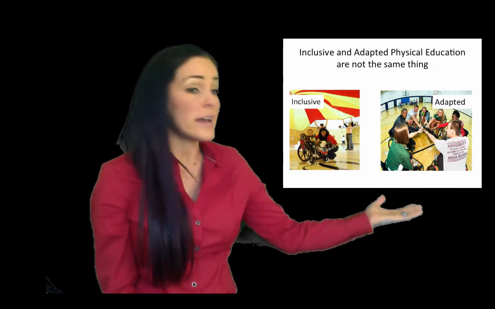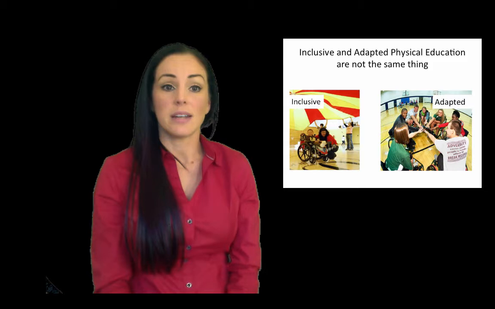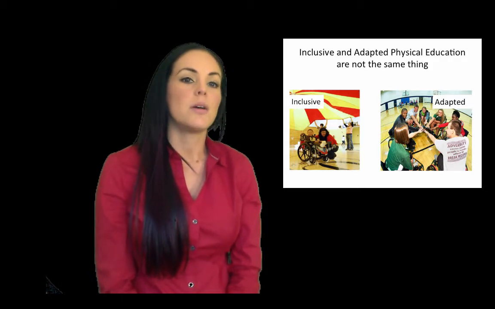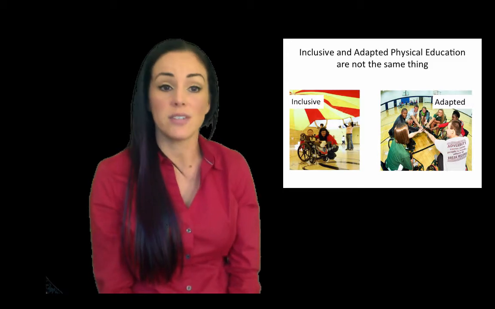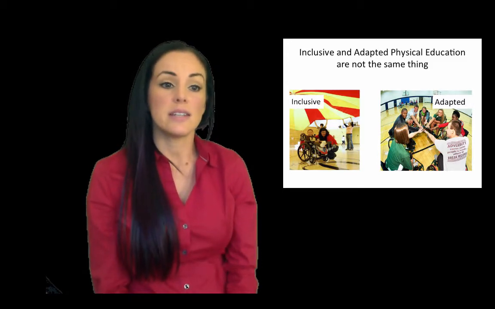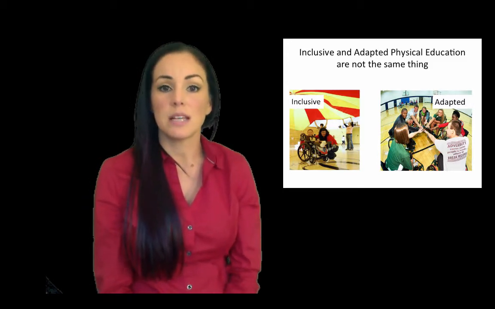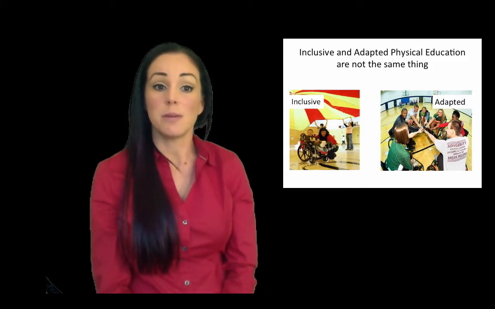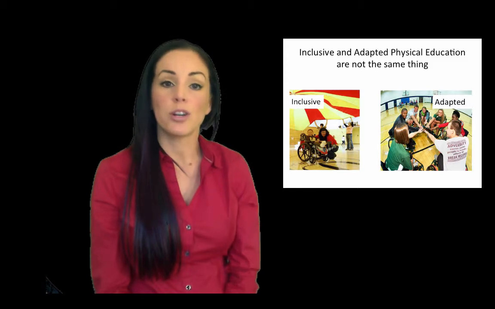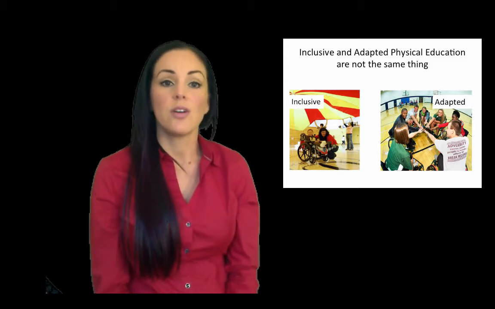In the picture on the right, this is an adapted setting, so it's a little hard to tell, but in this case, every student there is in a wheelchair, so they all have disabilities. And in the adapted setting, the student numbers typically tend to be a little bit lower because a lot of times these disabilities tend to be more severe and require more attention from the teacher versus an inclusive setting where you may have just one or two students who have a disability.